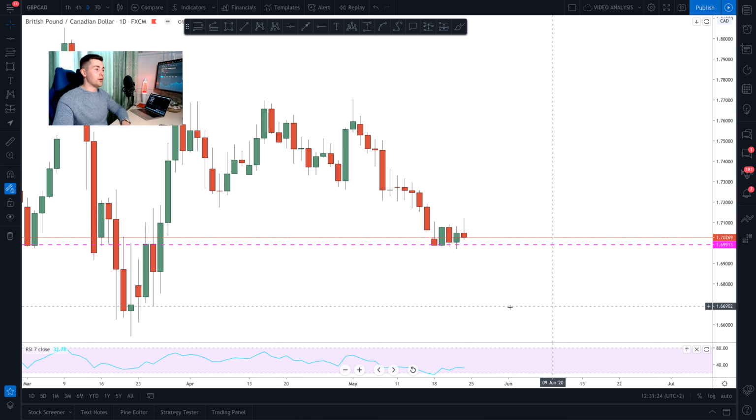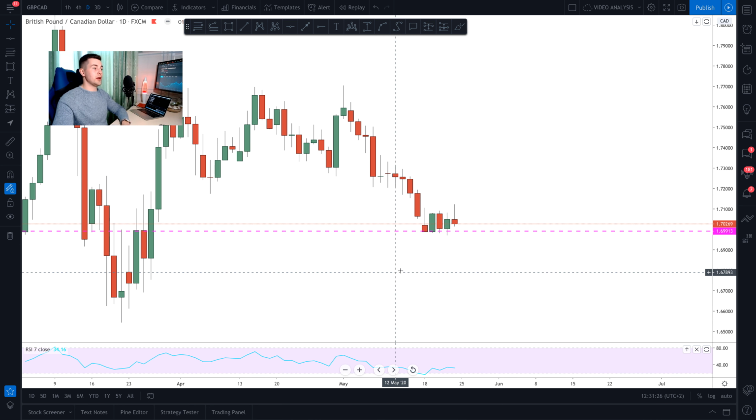What I like about this pound CAD chart right now is that here we have with you a perfect example of the inside bar formation, the classic candlestick formation.